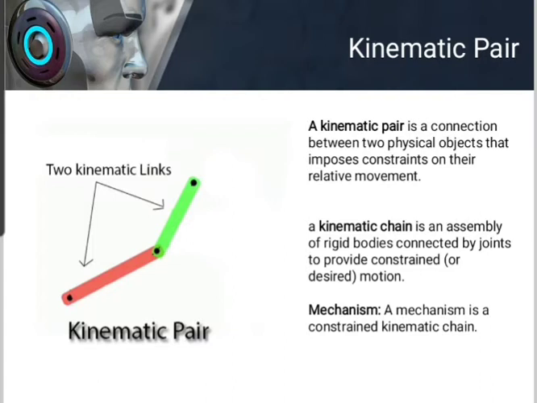So kinematic pair, according to the consideration, it is classified into three types: relative motion, contact, and type of mechanical constraint or the type of closure.